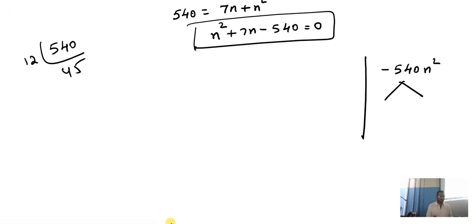12 fives are 60. Next is 5 nines are 45. Now can we take the pairing? This two one pair, this one pair, check. 45, 12. Does it come? 5 nines are 45. 45 minus 12 is 33. 5 minus 2 is 3. 33. 3. 4 minus 1 is 3.